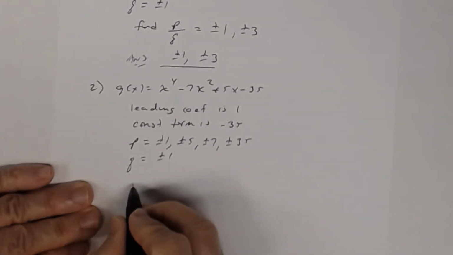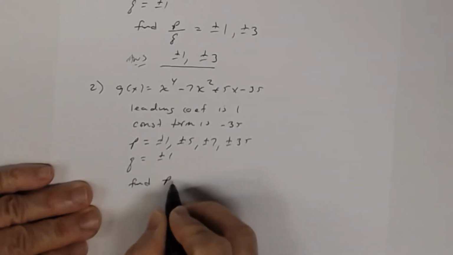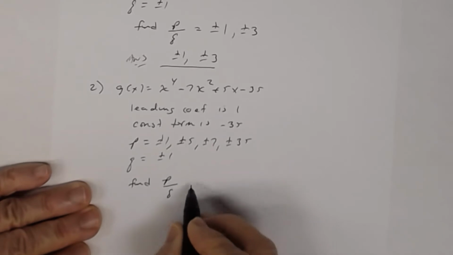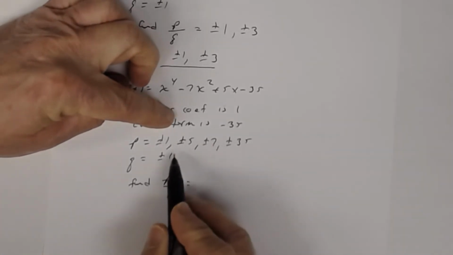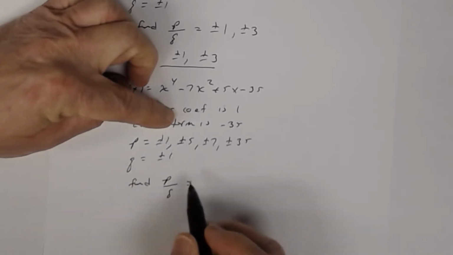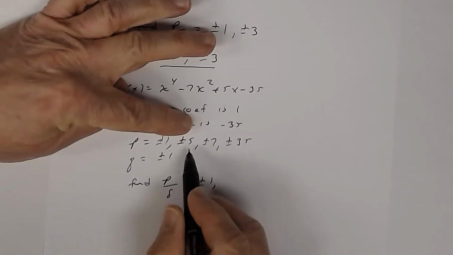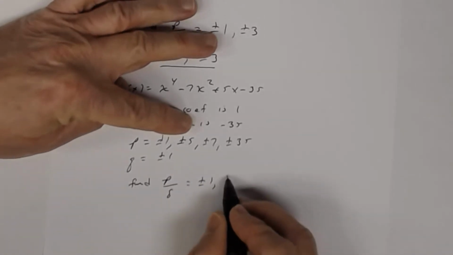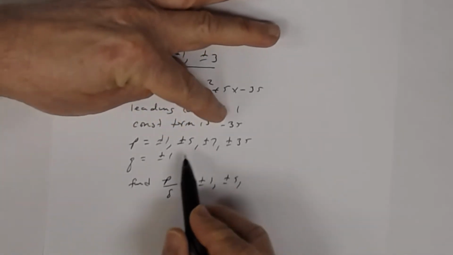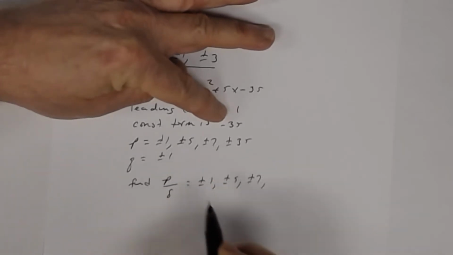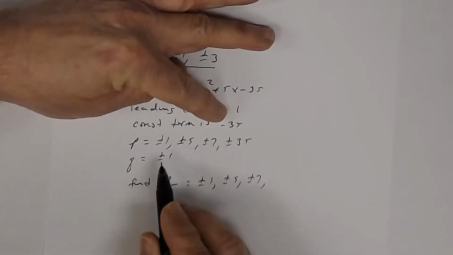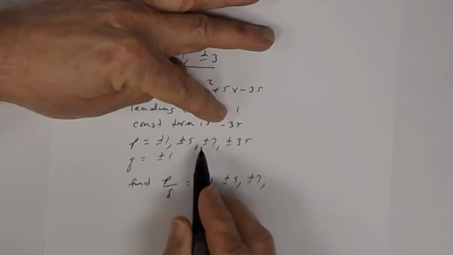And so therefore, we need to find P divided by Q. All right, P divided by Q. So P divided by Q would be this divided by this. Plus and minus 1 divided by plus and minus 1 is still plus and minus 1. Plus and minus 5 divided by plus and minus 1 is plus and minus 5. Plus and minus 7 divided by plus and minus 1 is plus and minus 7. Because 7 divided by 1 is 7, right? And a positive divided by positive is a positive. So you think of all the different combinations.